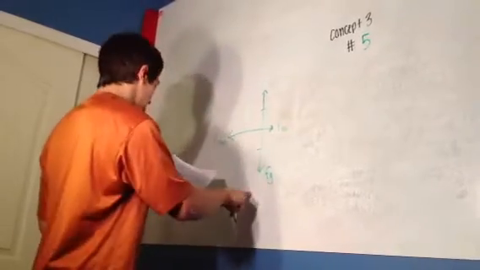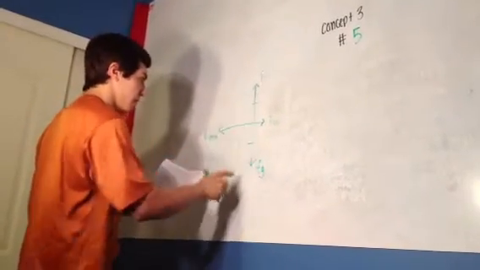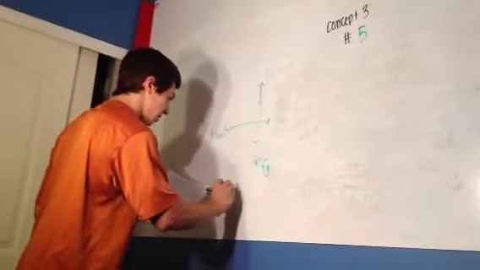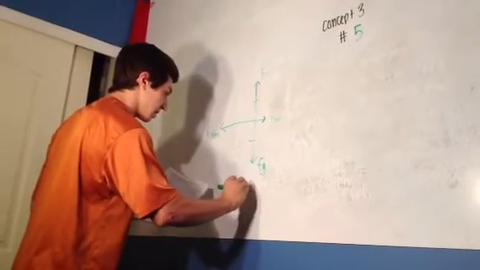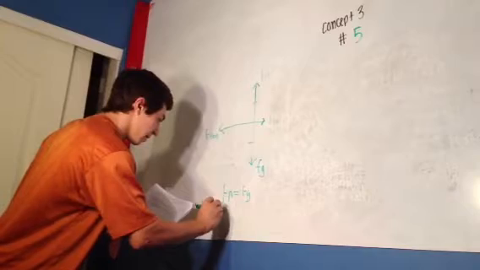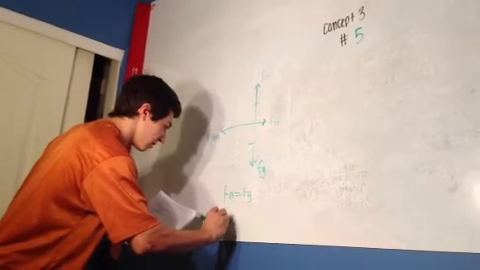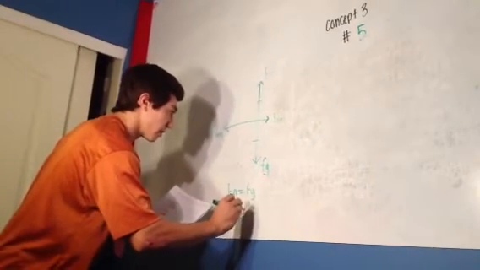And so the equation for this would be the force normal equals the force gravity, since it's not going up or down, and then force tension is greater than the force friction.